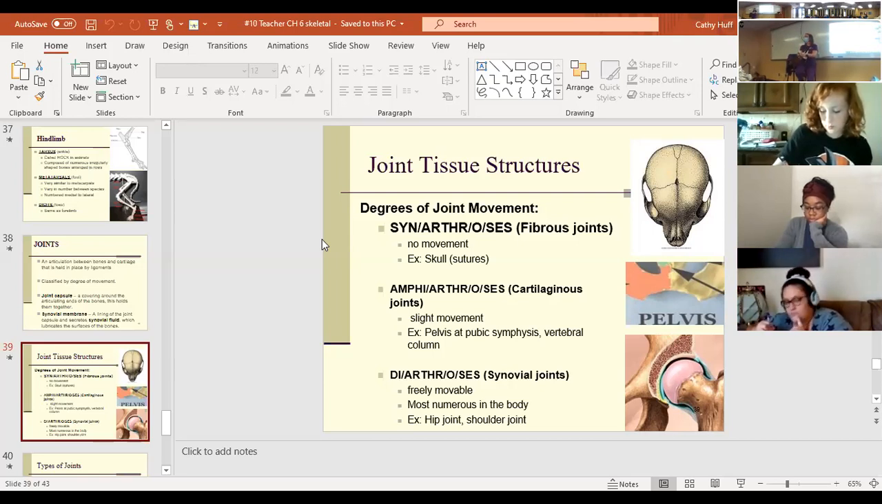The reason for this is if I bite on something hard, I need there to be a little bit of give so I don't break my jaw. This is the joint that we often see broken in cats.